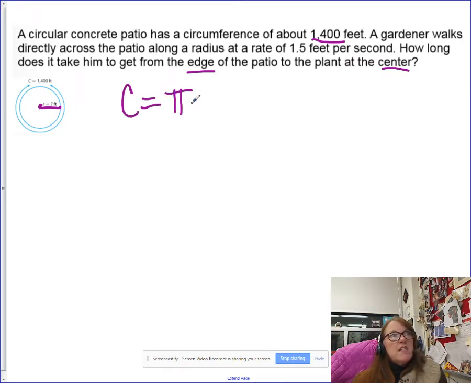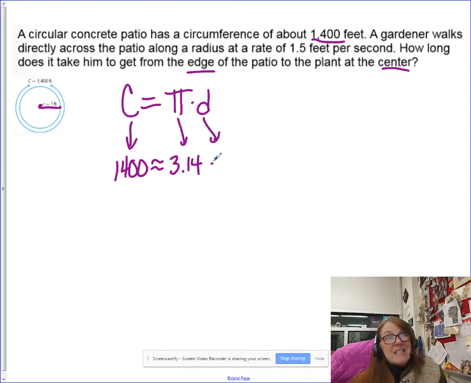Circumference is pi times diameter, okay? I don't know the radius, so that means I don't know the diameter. The only thing I do know is that this is about 1,400, okay? We also know that pi is either about 22/7 or 3.14. I'm going to use 3.14 this time for pi, and then I don't know what the diameter is, okay? So hang on. This kind of has multiple steps to it. So 1,400 is about 3.14 times whatever my diameter is. So if I'm trying to figure out diameter, divide or undo this multiplication by dividing by 3.14.